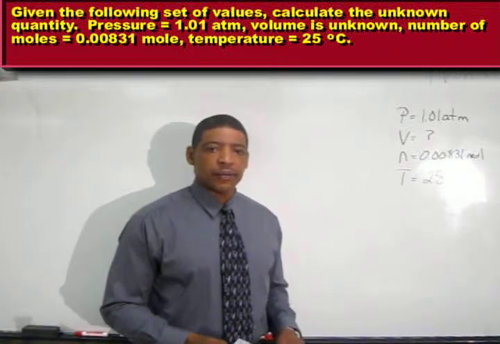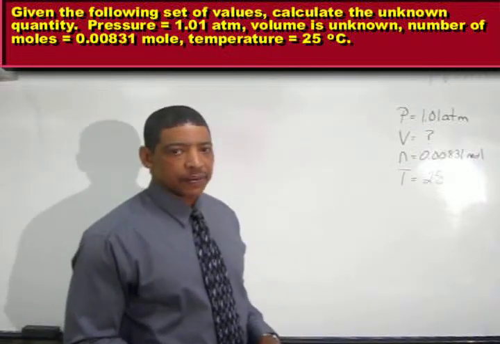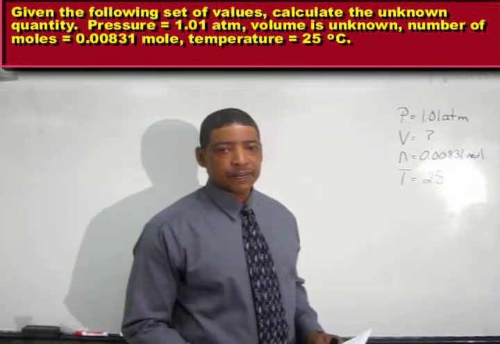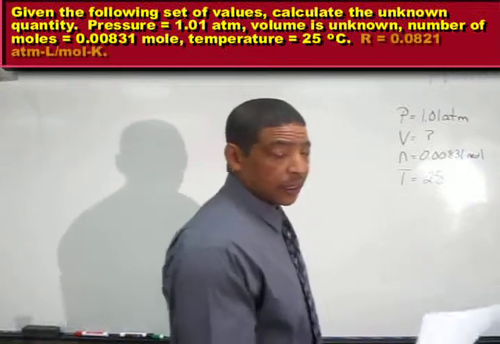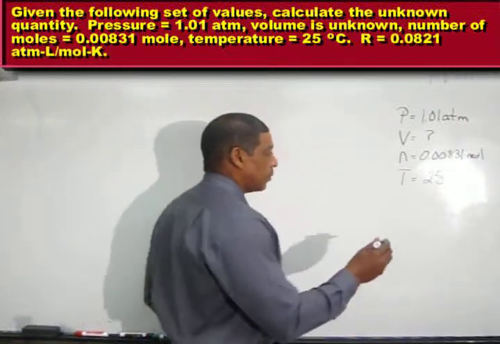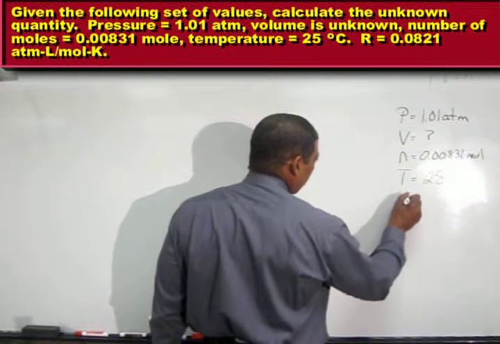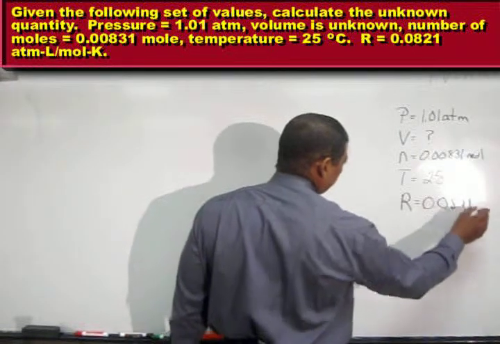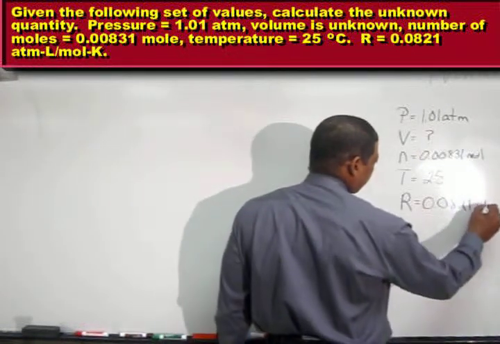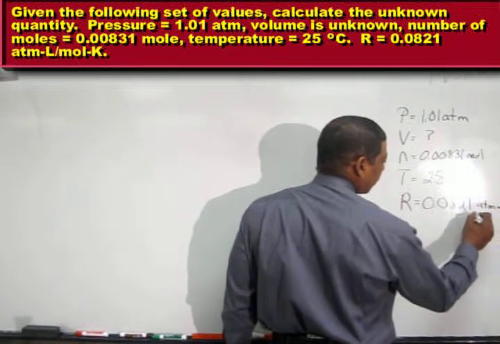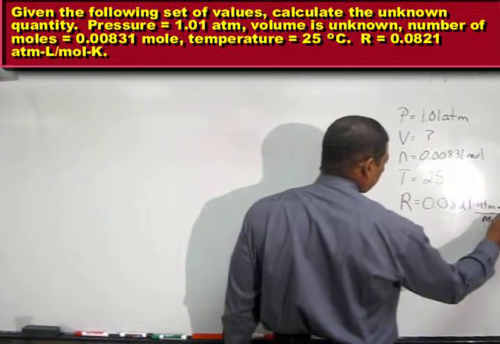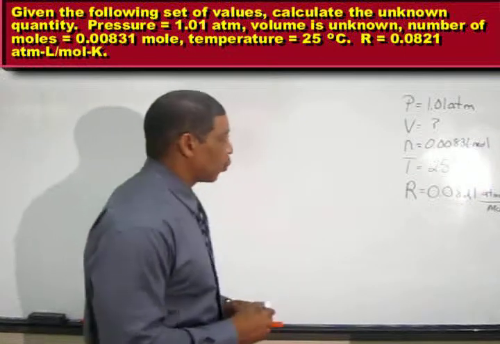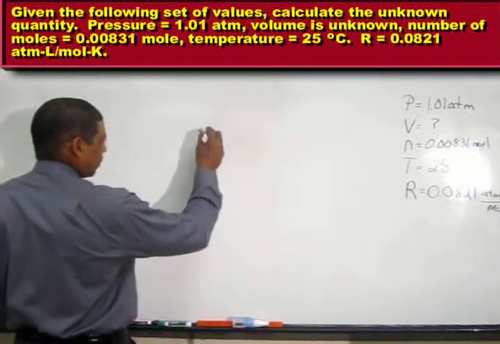When solving practice problems involving the ideal gas law, remember to write down all the givens and the unknown. One value not indicated in this particular practice problem is the value of R, where R will always be 0.0821 atm liters divided by mole K.